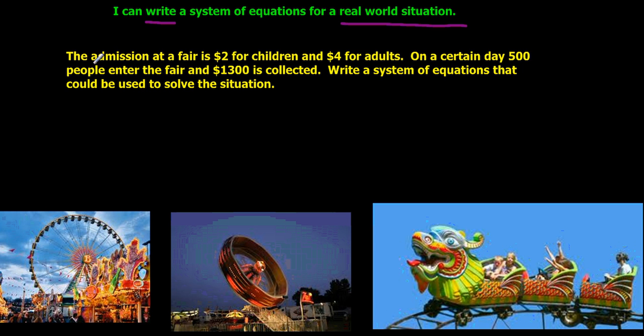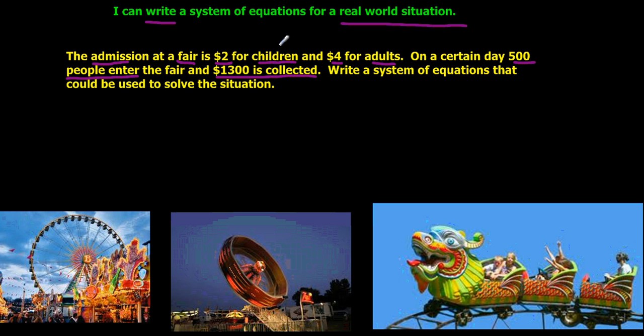The admission at a fair. I get to go to a fair. Woo! Bring on the mini donuts and cheese curds. Is $2 for children and $4 for adults. On a certain day, 500 people enter the fair, and $1,300 is collected. Write a system of equations used to solve the situation. So I don't have to solve it, I just have to use a system.